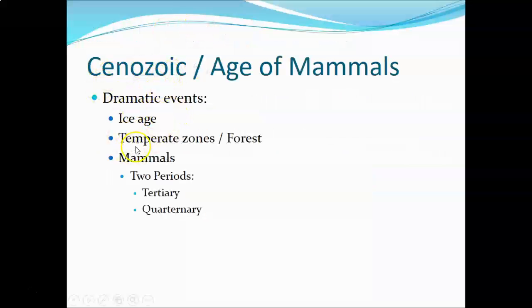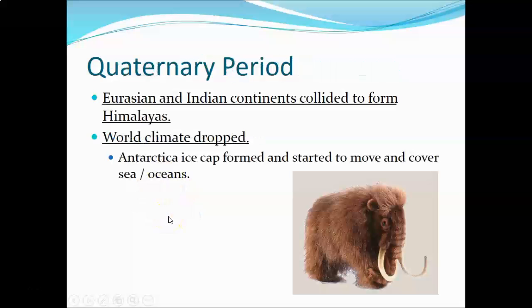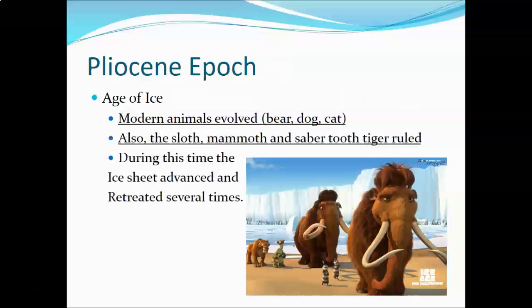So dramatic events, ice age, temperate zones and forests really started to take shape. And it kind of leaves us where we are today. We are in the Quaternary period right now. The Tertiary was much more of an ice age, and then we have our Quaternary. And so Quaternary, Eurasia and India continents collide to form the Himalayas, and world climate drops, enter the Ice Age, and then the Pliocene, where we can even find evidence of some animals. Here we can find woolly mammoths actually in Kentucky.